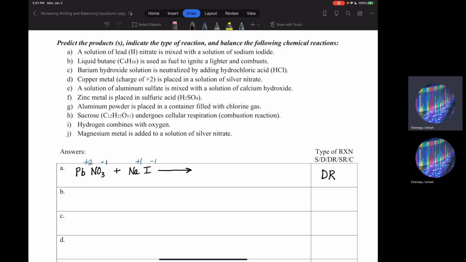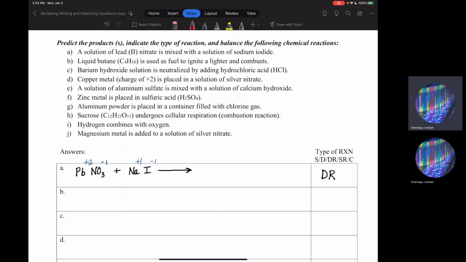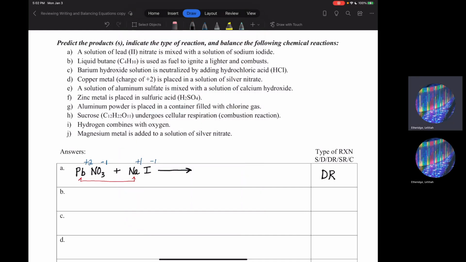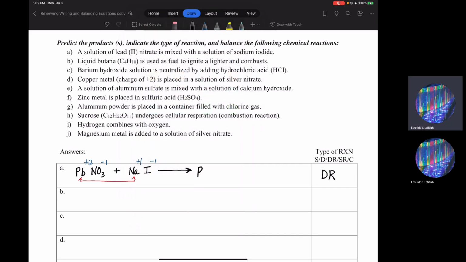And since it is a double replacement, please remember that like charges are going to swap places. That means that because lead is positive and sodium is positive, they are going to swap places with each other. All right, so when they swap places, then on the other side you're going to get lead, and now lead is going to be with iodine. And then we are going to get sodium, and sodium is going to be with nitrate now.